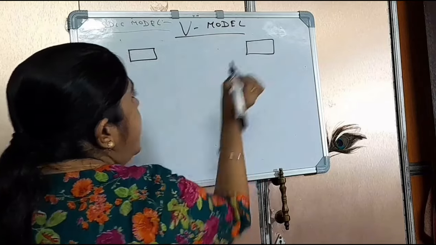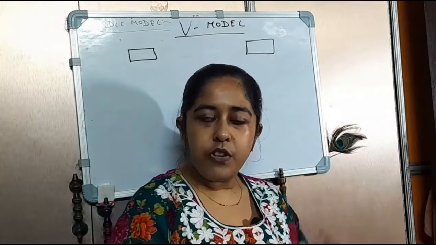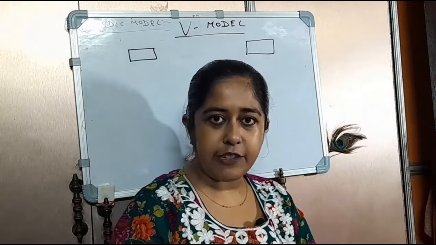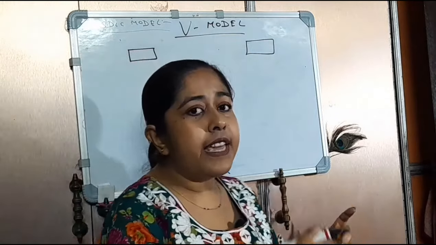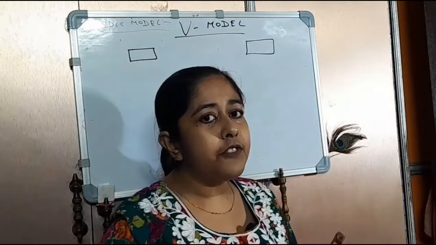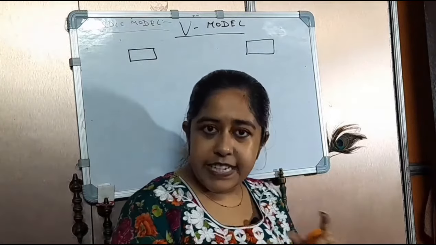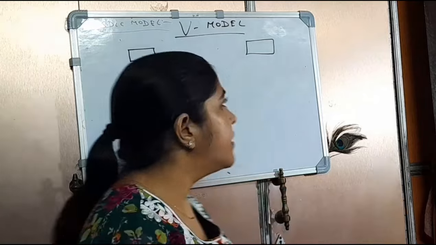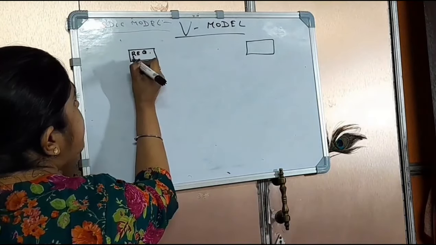Here, as we have seen in the waterfall model, phase by phase things go on: requirement analysis, designing, coding, testing, this kind of thing. But here, every phase goes on in parallel, and its testing phase is also going on. The testing phase goes on alongside the development phase here. How? Let's see. This is our requirement specification phase.